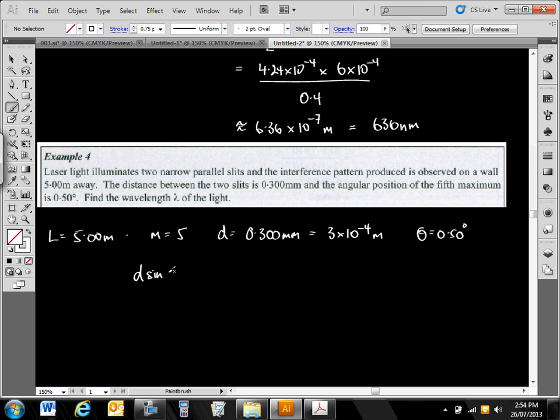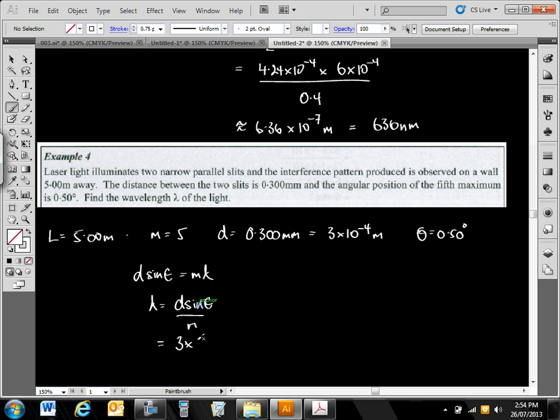D sine theta equals m lambda. Is that going to solve our problem? There's lambda, we know m, we know theta, and we know d. Lambda equals d sine theta on m. Done. These are too easy for you.